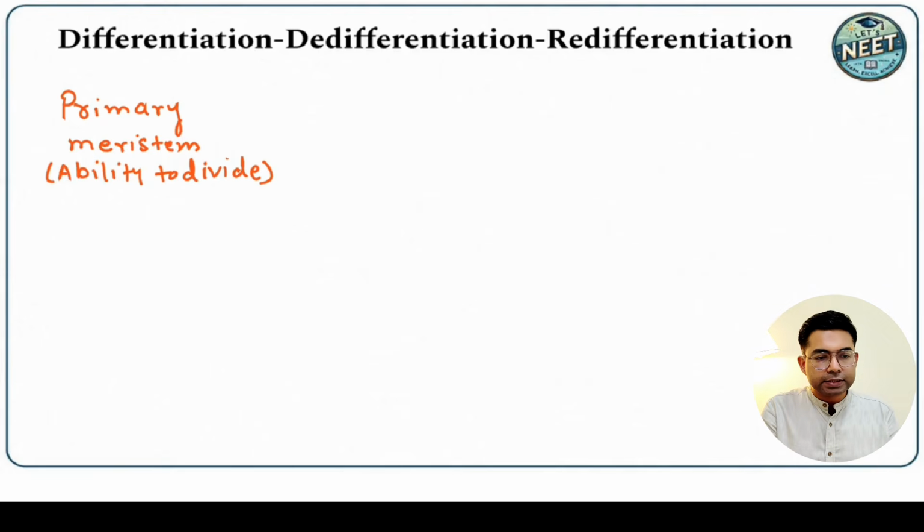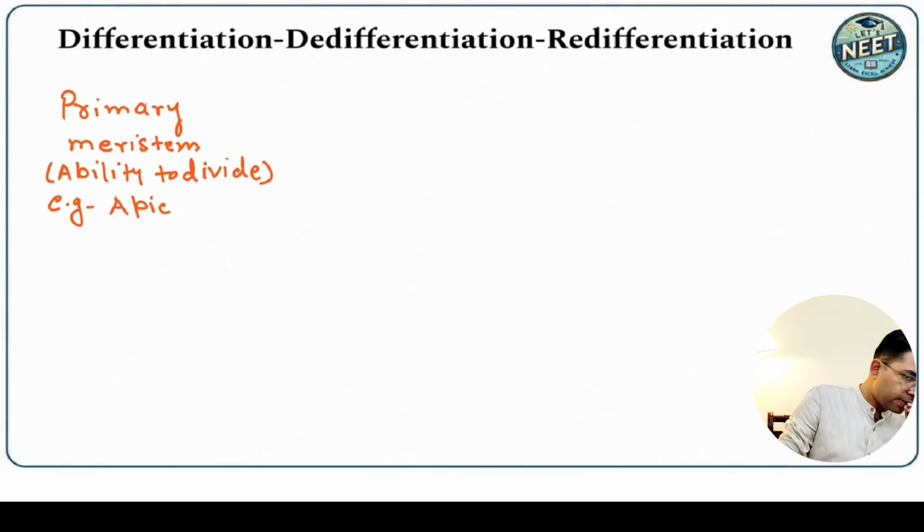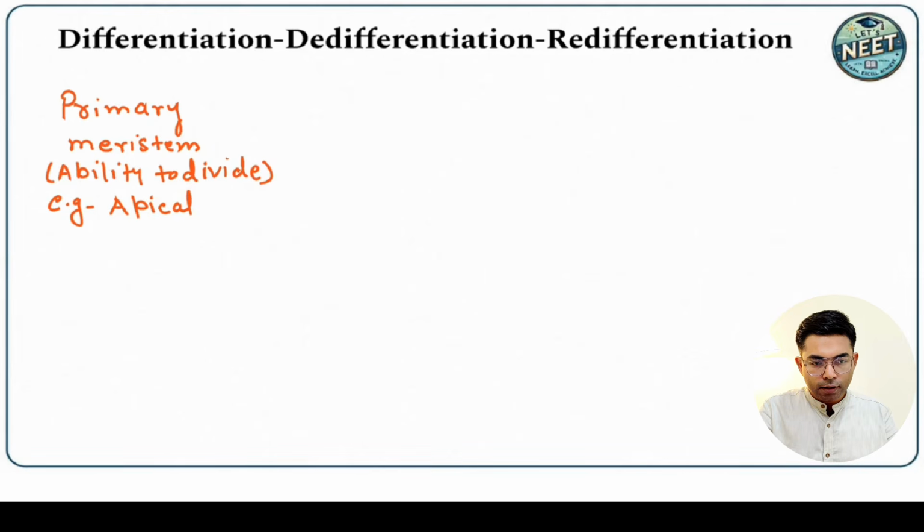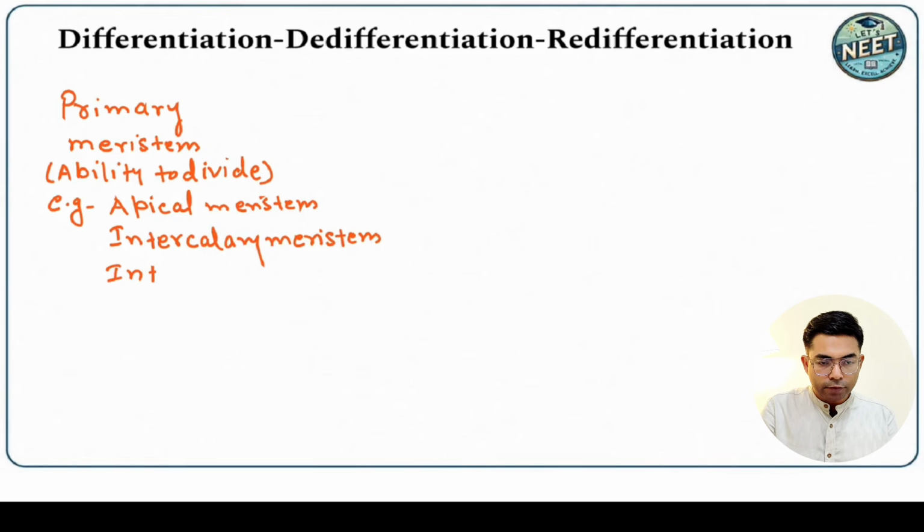Now what are the different types of primary meristem? Some examples are apical meristem, then intercalary meristem. These are examples, and a question can be asked directly from the examples. Then there is intrafascicular cambium. These are examples of primary meristem.